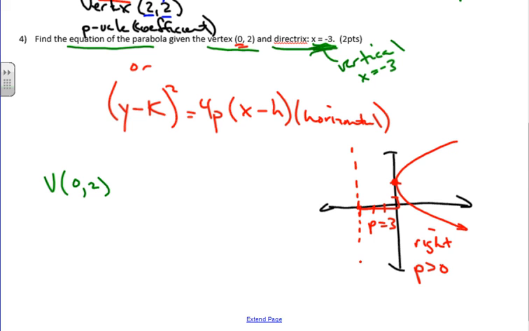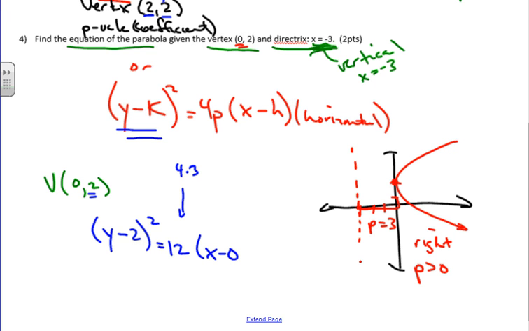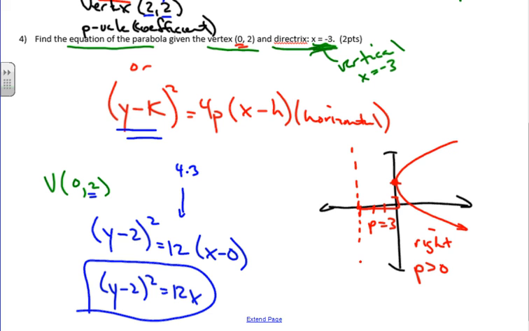So let's plug in all this stuff. We have y minus 2 squared. Because it's going horizontal, we know that y is going to be squared because it's a sideways parabola. We have a p-value which is 3, so 4 times 3 is 12. And then we have x minus 0 right there, which simply simplifies to y minus 2 squared equals 12x. And that's our equation.